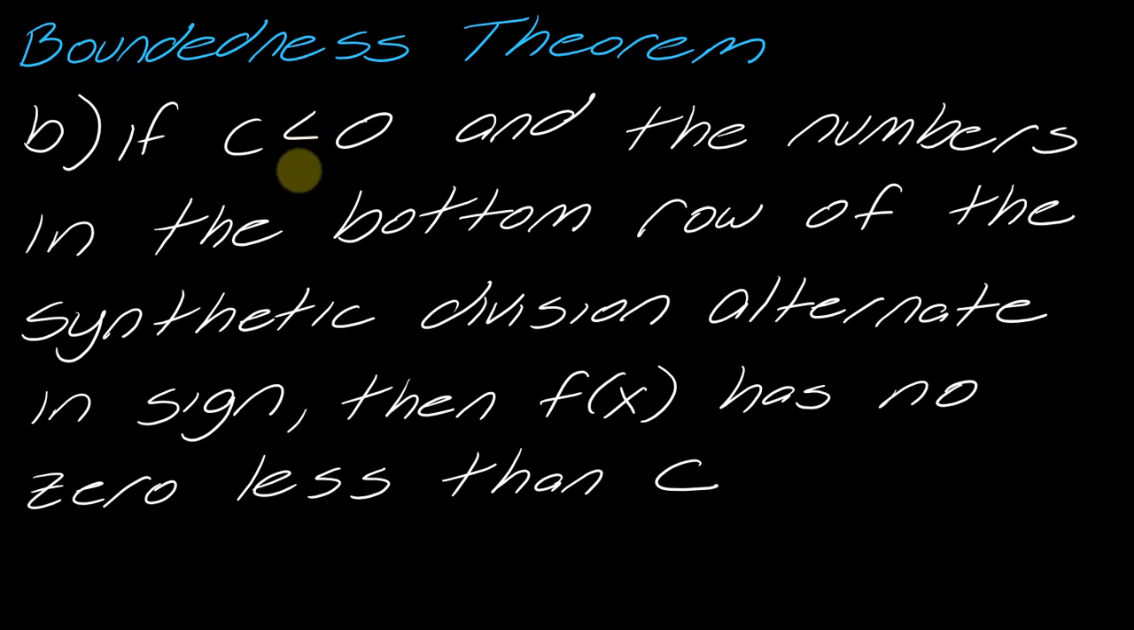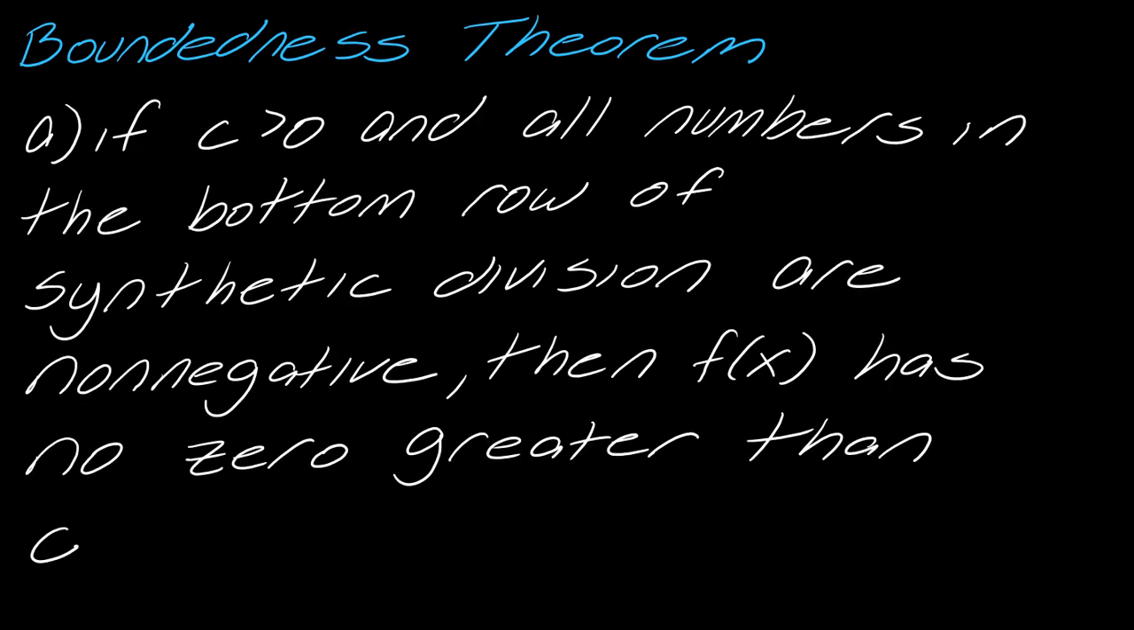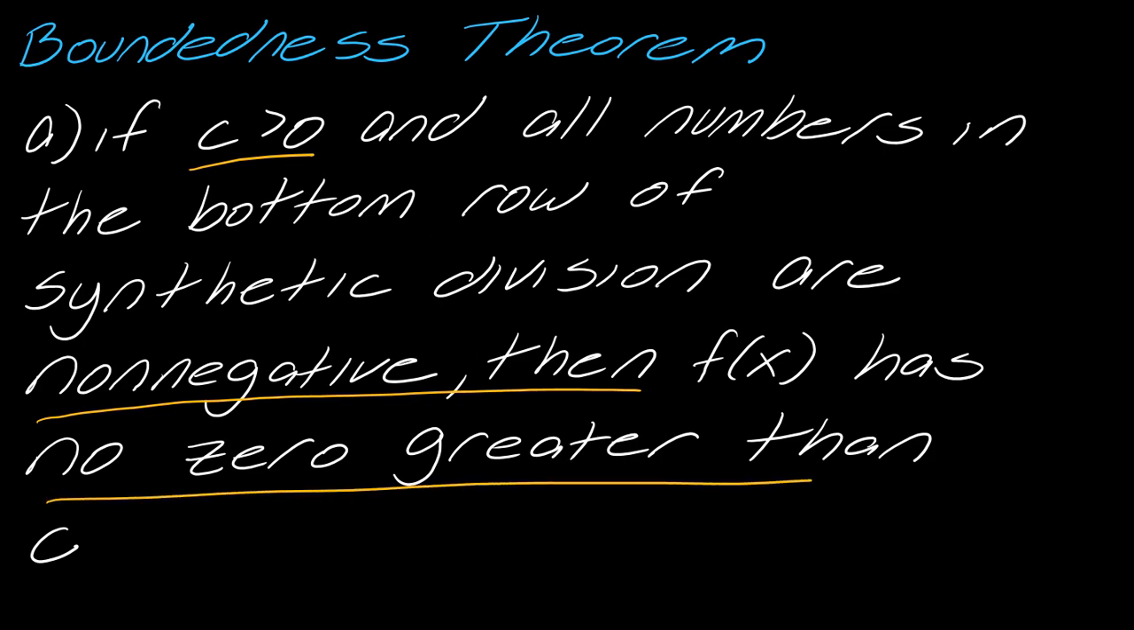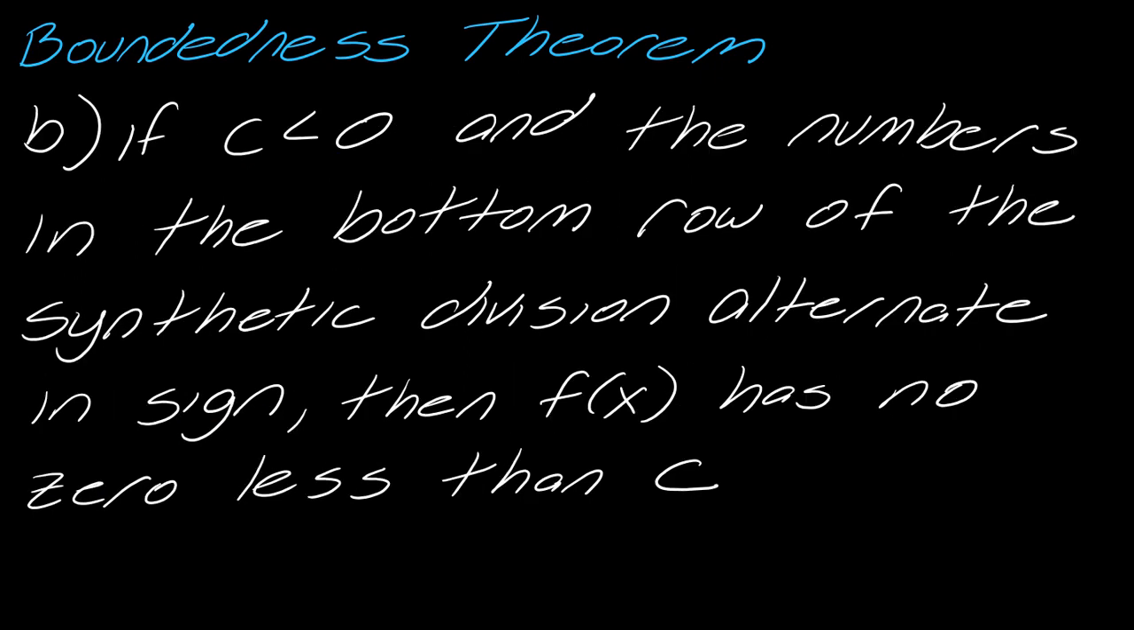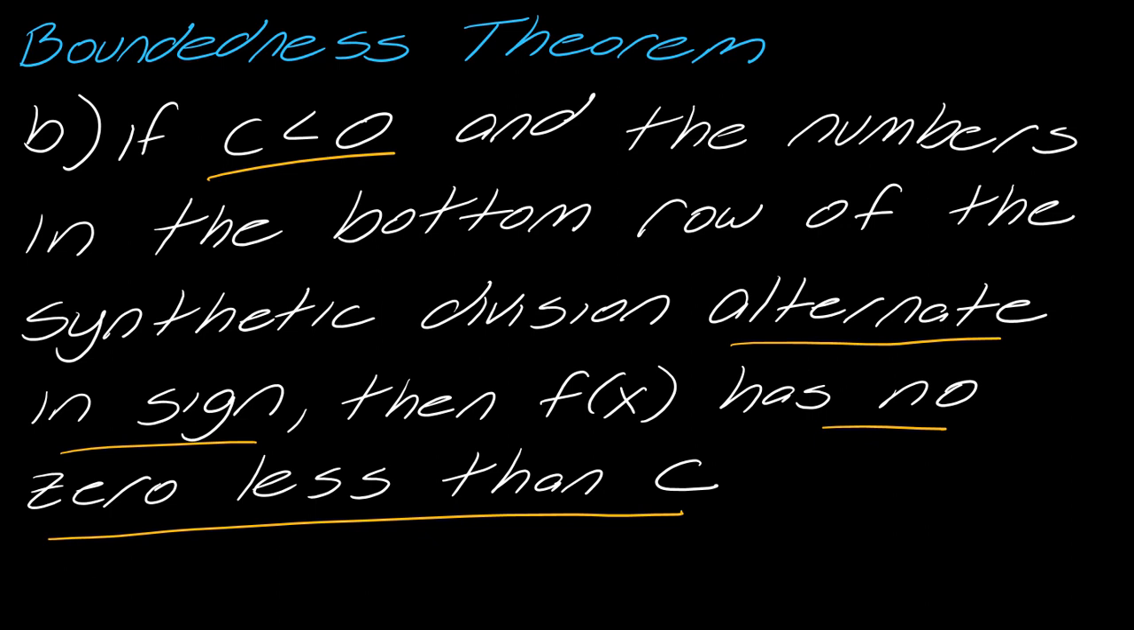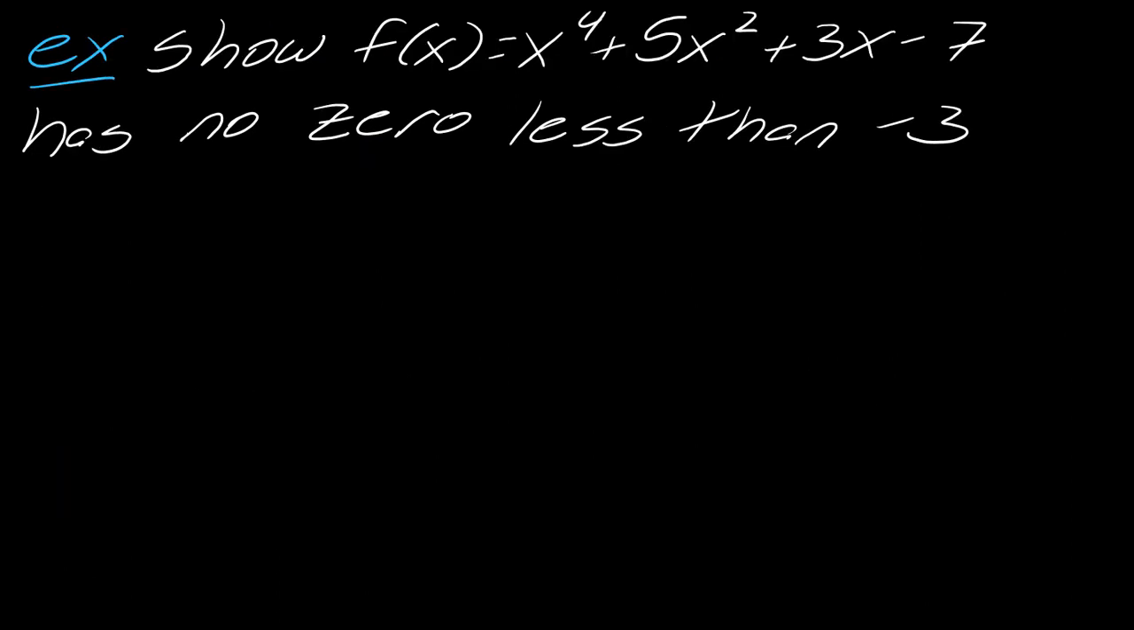Okay, so the keys here. If you have a positive number that you're using with your synthetic division, and you have all non-negative numbers in the bottom row, then there is no 0 greater than c. That's the key. Now the flip side is if you have a negative c in your synthetic division and you have alternating signs, then there is no 0 less than c. So just pointing out some of the key things. Okay, so let's do a problem just to make sense of this.